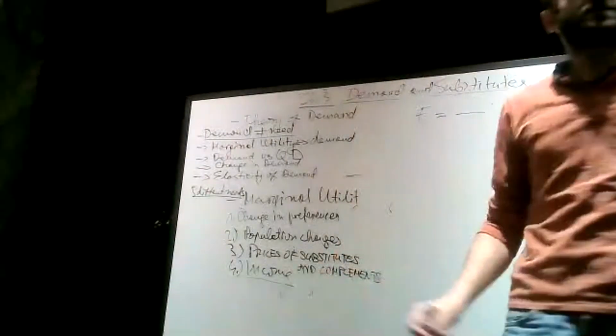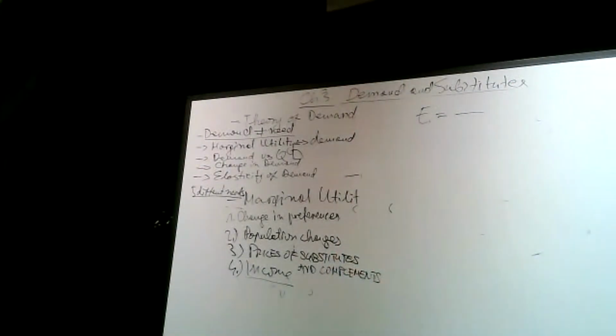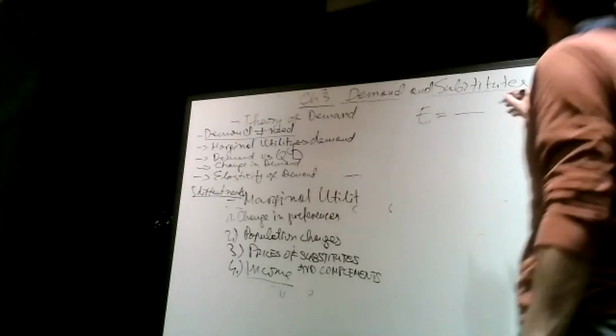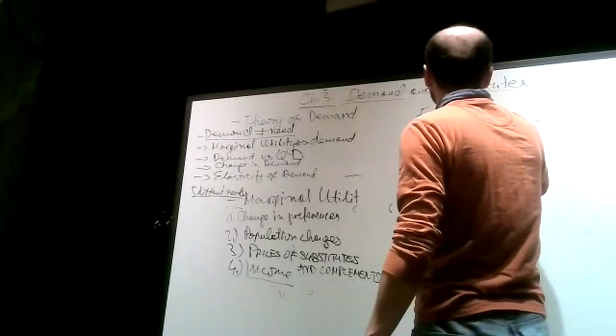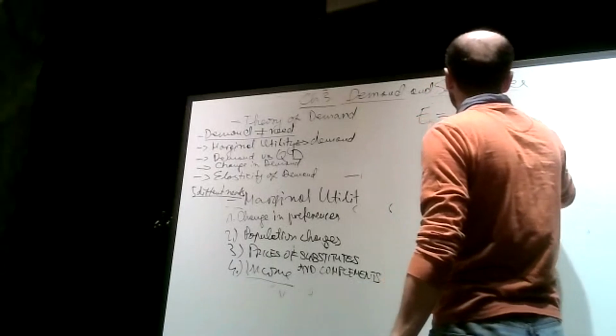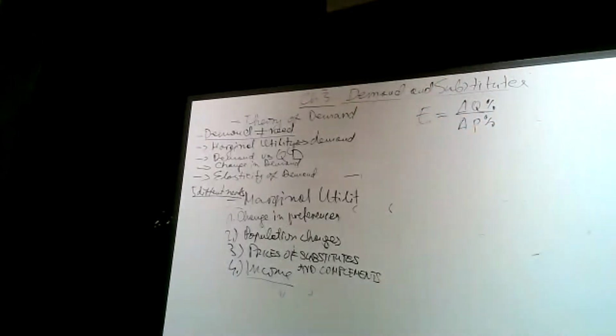This is called the coefficient of elasticity. And it's a simple equation: delta Q percentage-wise over delta P percentage-wise. So what is delta Q? Delta Q is a change in quantity demanded.